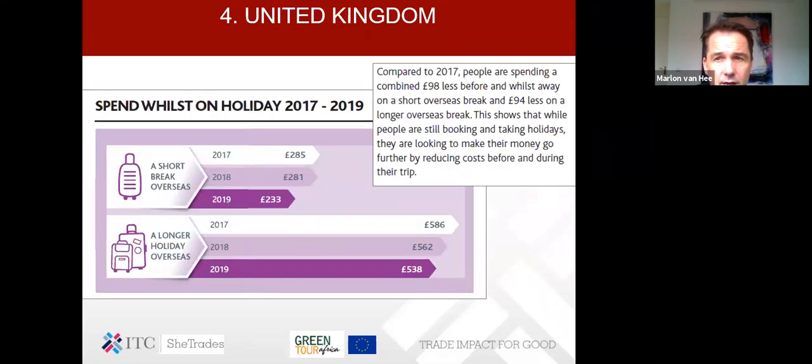Okay, what we see here is that during their holidays, people are spending a bit less. I think this is where you now see a little bit the impact of the uncertainty about the whole Brexit thing. And we need to see what the impact of COVID will be on the European economy, if there's going to be a recession also in the UK and other European countries, and what the impact will be on travel expenditures. But I think the decrease in expenditures that you see here is mostly related to the uncertainties about Brexit. So it already has an impact there.